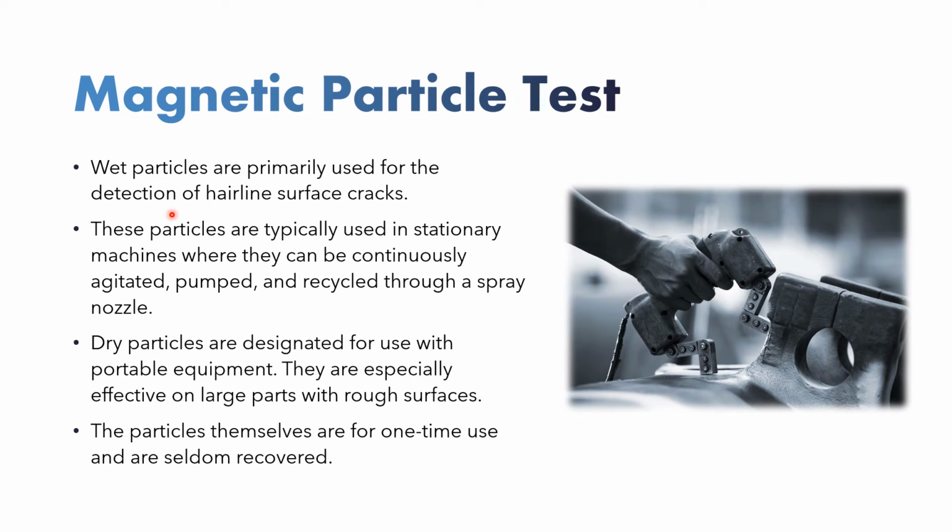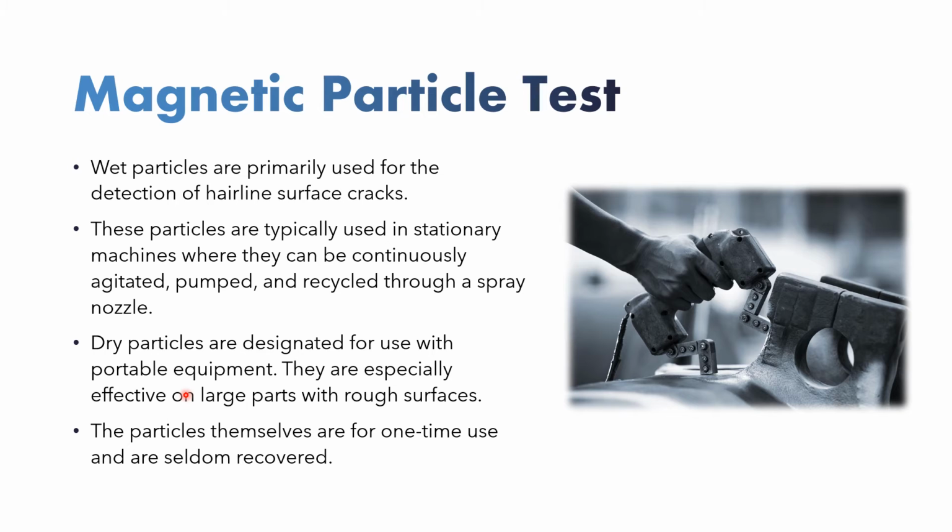Wet particles we use for detection of hairline surface cracks. So basically, just remember we use the wet particle magnetic test for surface cracks, because these particles are typically used in stationary machines. Stationary machines are machines standing in a fixed location, where we can continuously agitate the particle, pump the particle, and recycle the particle through a spray nozzle.